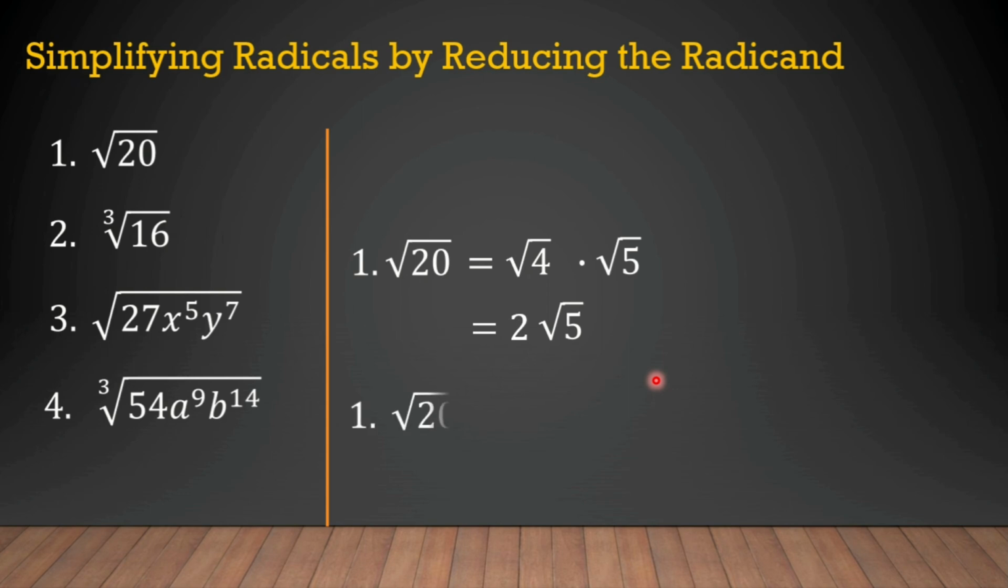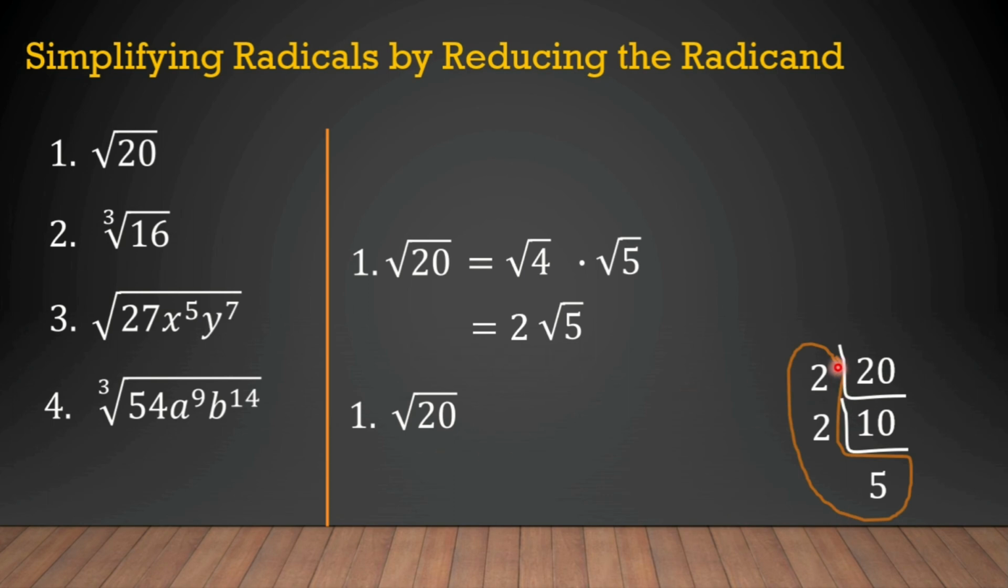So, paano yun? So, ulit, dito sa example number 1 natin, the square root of 20. So, ang gagawin lang natin is, i-divide natin yung 20 sa prime factors niya. So, 2. 20 divided by 2 is equals to 10. 10 divided by 2 is equals to 5. So, therefore, ang prime factors ni 20 ay 2 times 2 times 5.